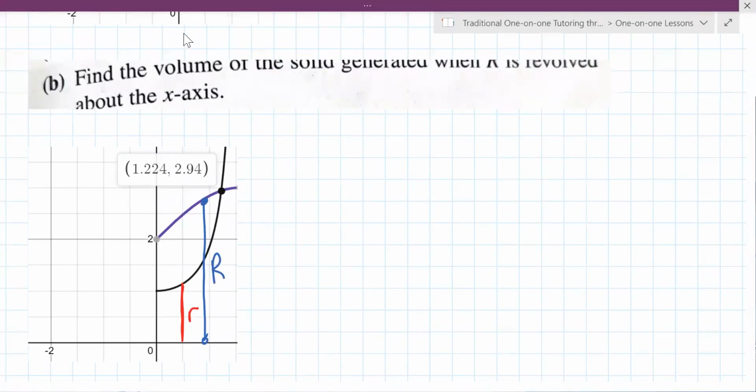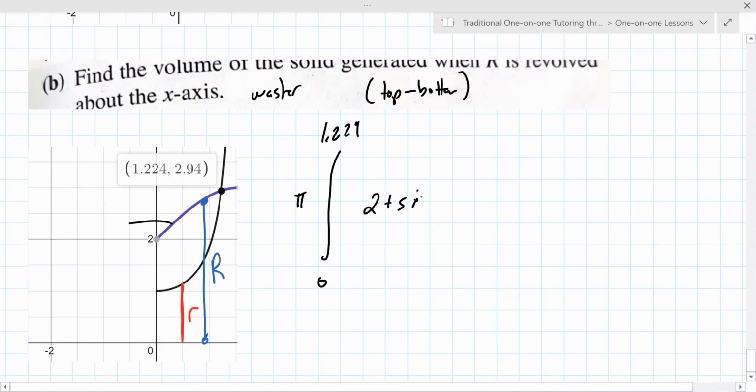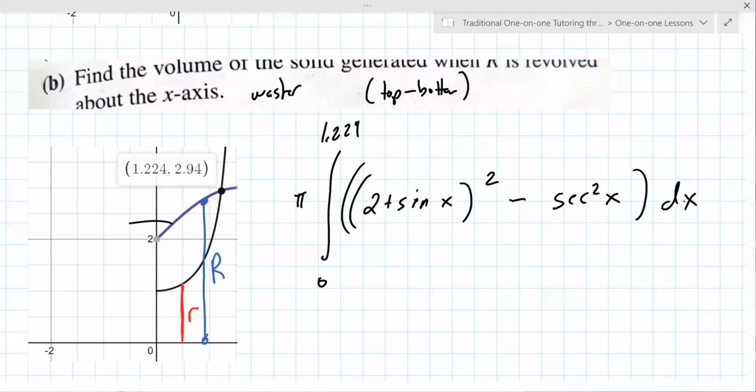Is this a washer problem, top minus bottom? It is. So the top one is the sine, so it's 2 plus sine x, squared, minus little r, which is secant x, squared, secant squared x dx. And then just plug that in. You get some number out. Okay.